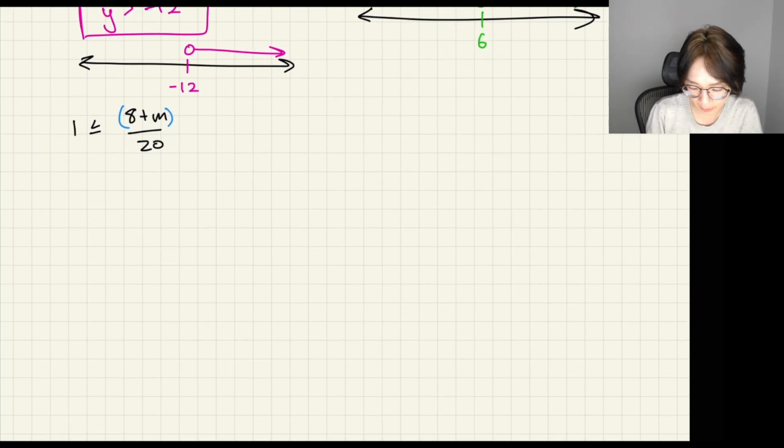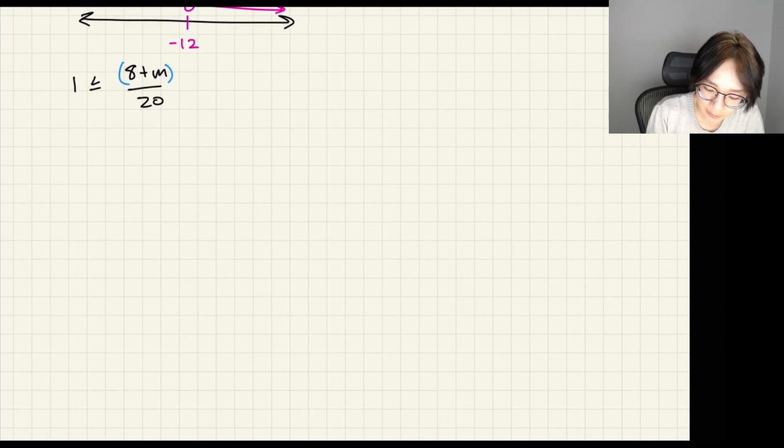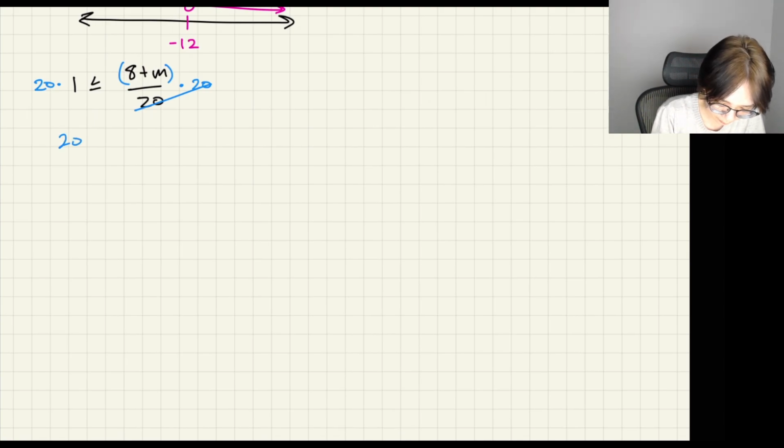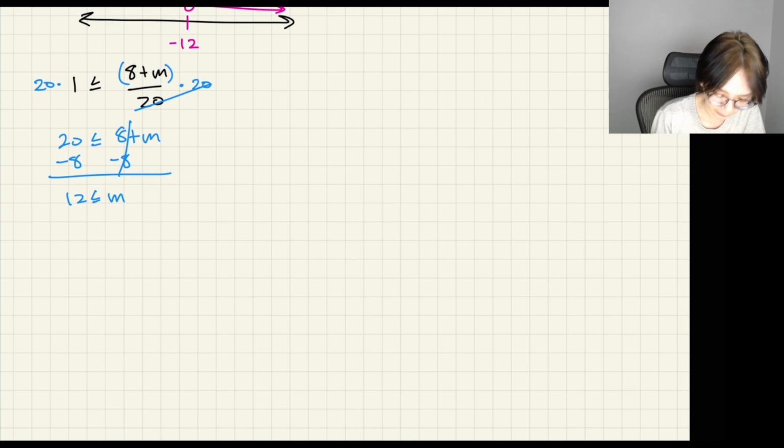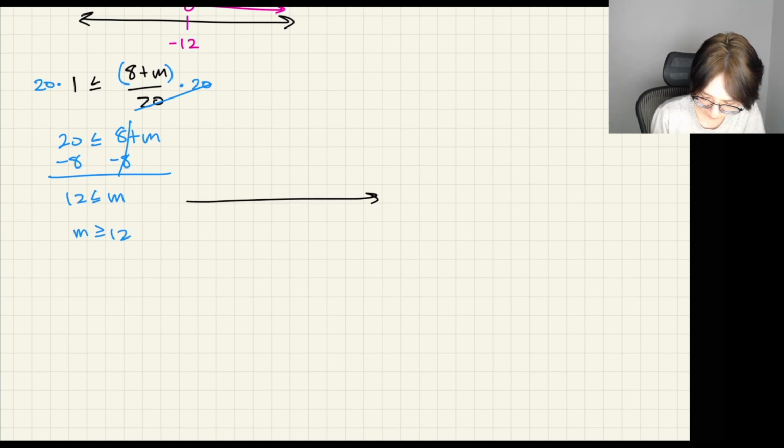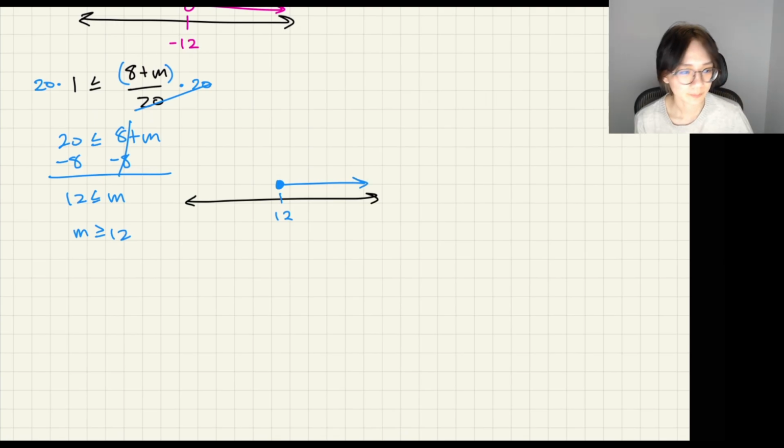So in this case, there's no actual addition or subtraction to do, just multiplication and division. So we're going to multiply both sides by 20. Get rid of that one. 20 less than or equal to 8 plus m. And then you can just take it from here, right? Subtract 8 from both sides. That cancels out. 12 less than or equal to m. Same thing as m is greater than or equal to 12. And just to graph that real quick. Starts at 12, closed circle because it can be equal to and greater than 12. So there's that example.